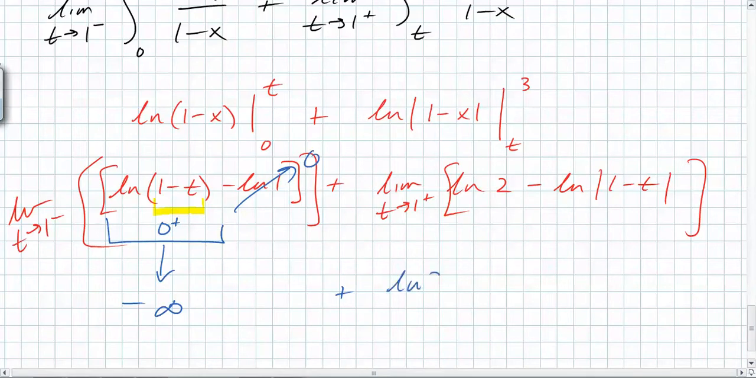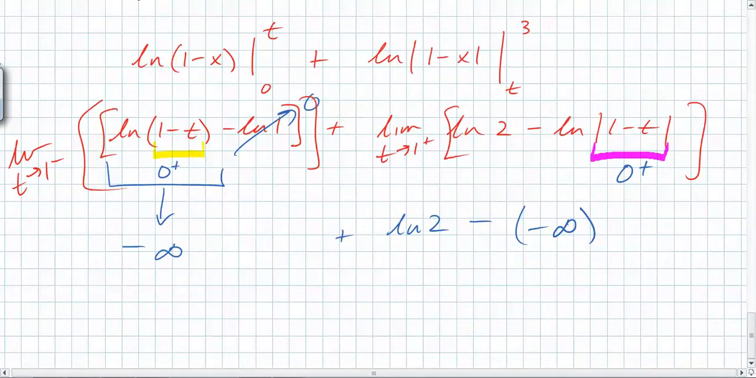Well, you have ln 2, which doesn't change, right? Minus ln of a little tiny positive number. So what is this going to be? Minus ln of, well, you have to be careful here. What does that right there go to? It goes to 0 from the left, and with the absolute value, it's 0 from the right. And ln of 0 from the right is negative what? Negative infinity. I totally see what you're saying.